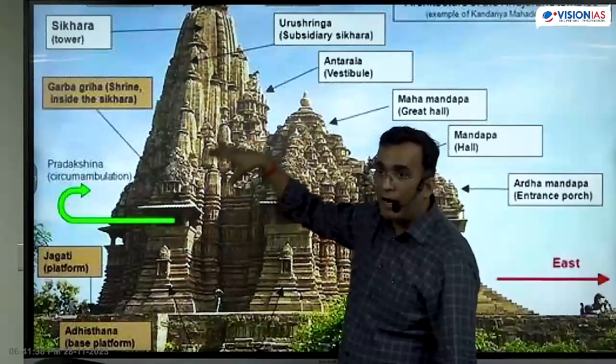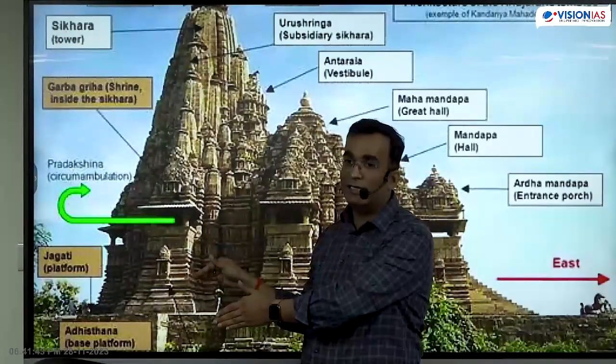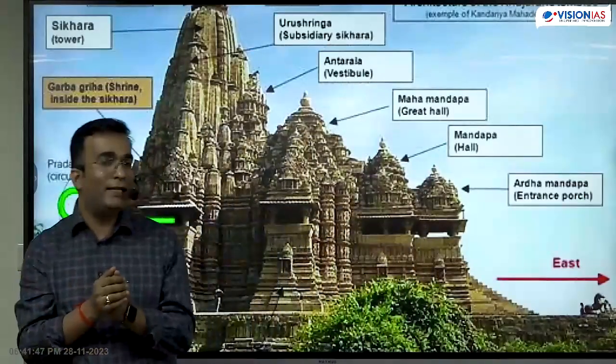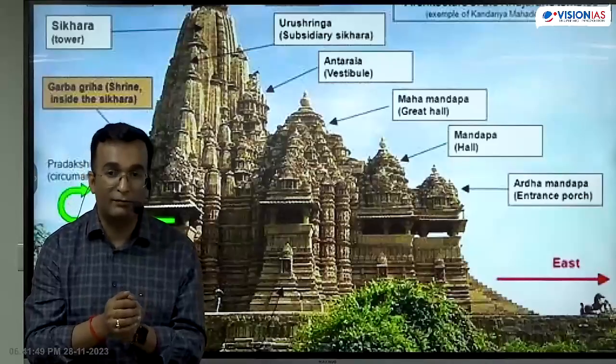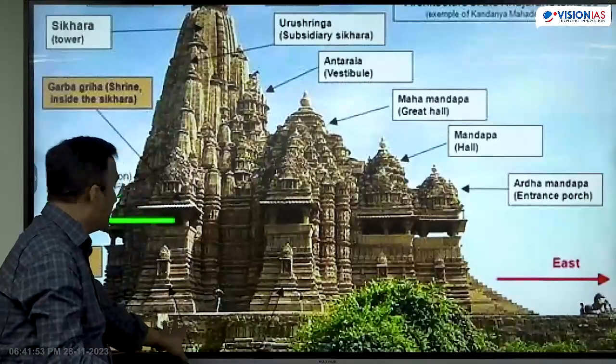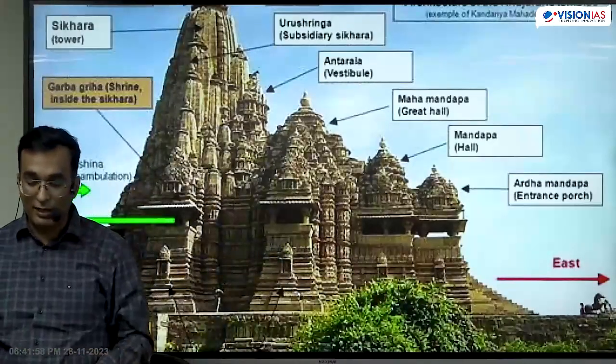So the part of the Jagati where the god is placed is called Adhishthan, and the process of installing the deity in the temple is called Adhisthapana. Do you know that? So this particular part is called Adhishthan. Not every part of the temple is Adhishthan, but this is the Adhishthan.